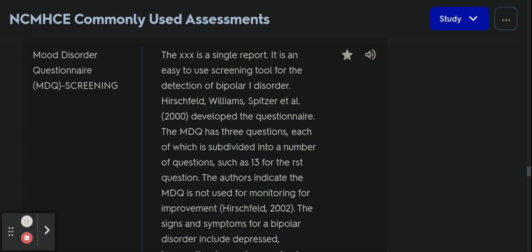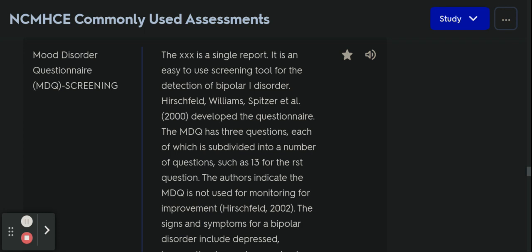Mood Disorder Questionnaire, MDQ, screening is a self-report. It is an easy-to-use screening tool for the detection of bipolar 1 disorder. The MDQ has three questions, each of which is subdivided into a number of questions, such as 13 for the first set of questions. The authors indicate that the MDQ is not used for monitoring for improvement.